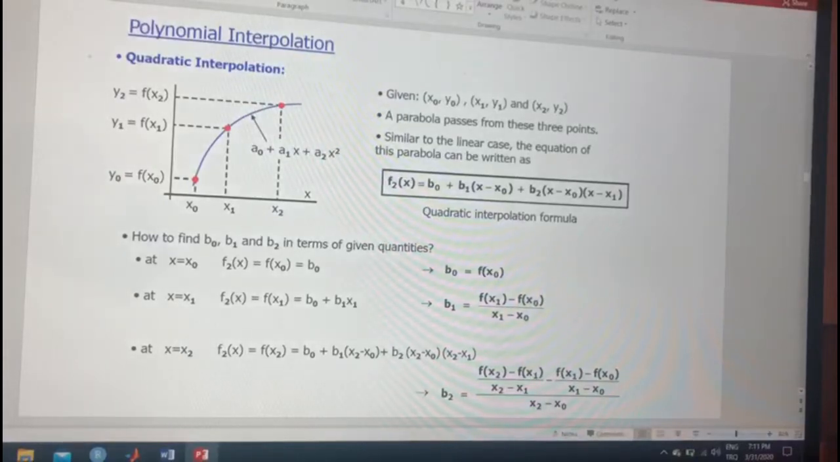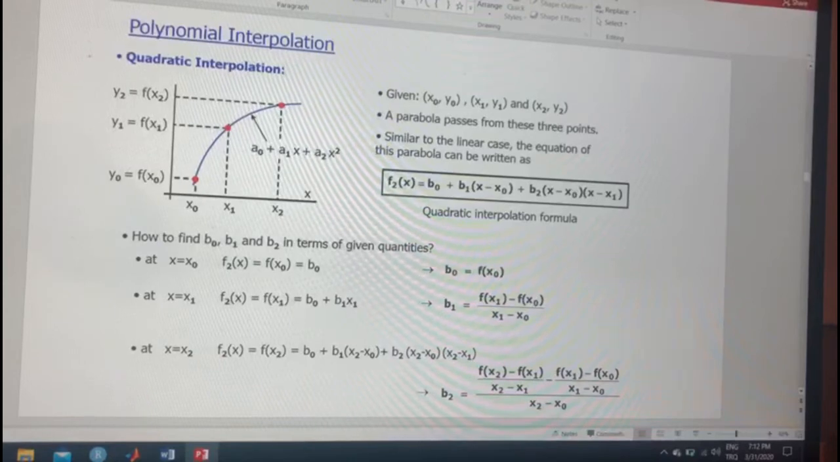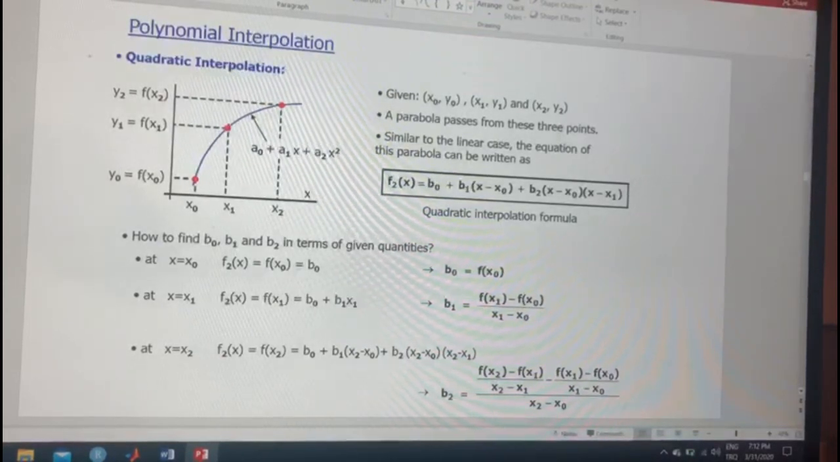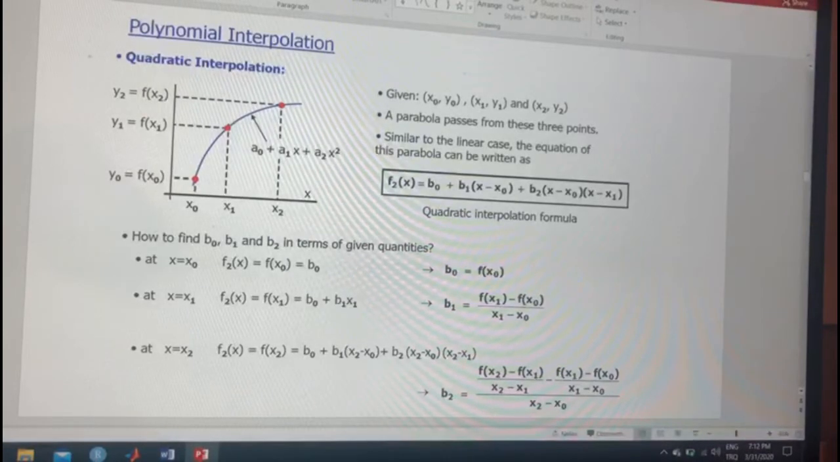Once we come to the quadratic interpolation, we need 3 data points to be able to write that. Again, you can take the first data point, last data point, and the middle one, or any 3 is going to be okay.